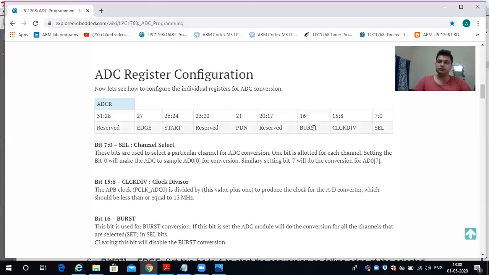If we want to work in burst mode, then the 16th bit should be 1. For powering up the device, the 21st bit should be 1. If we are using the software controlled mode, then the value should be 001. If we want to start our conversion over the rising edge or the falling edge, then the edge bit should be 1, and then the values apart from 000, all other 6 values, would be the possibilities over bits 24 to 26.